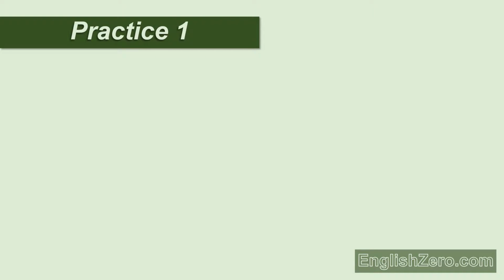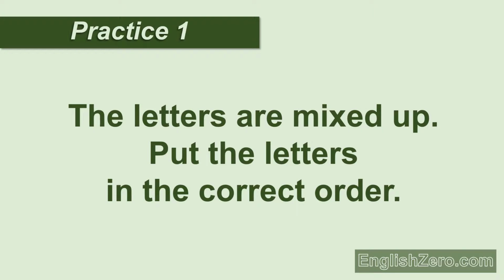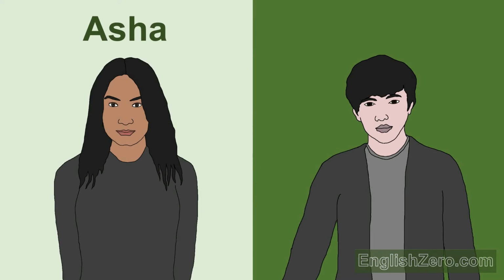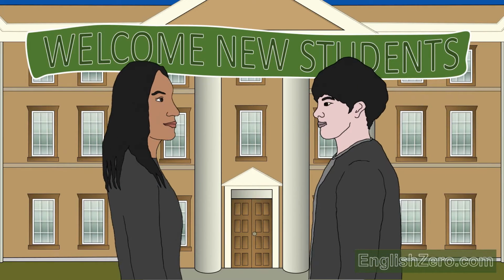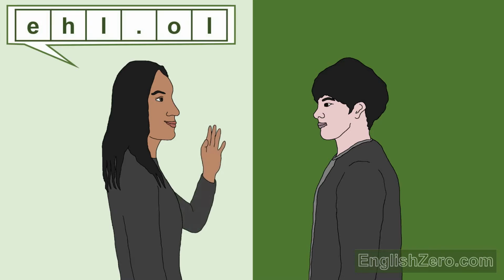Practice 1. The letters are mixed up. Put the letters in the correct order. Asha, Zheng. Hello. H E L L O full stop. Hello.